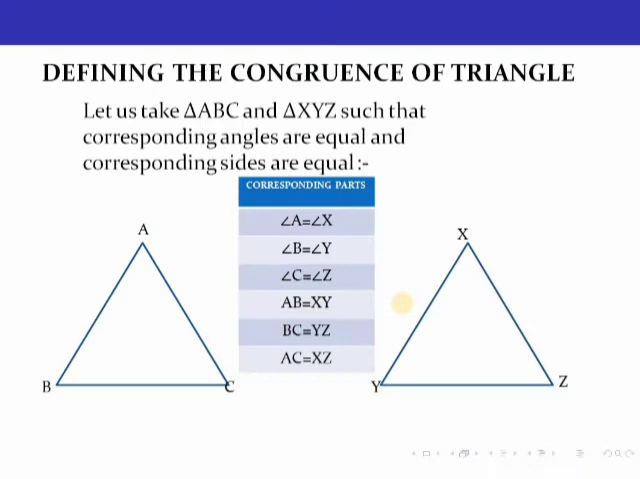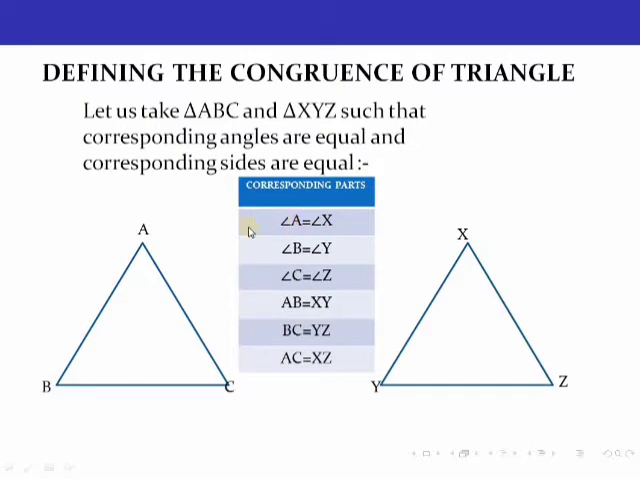Right, now in this particular chapter we are going to learn about the congruence of a triangle. Now let's define what is the congruence of a triangle. I am taking two triangles ABC and XYZ as you can see in the figure. So this is your triangle ABC and this is your triangle XYZ. Now let us treat triangle ABC and triangle XYZ such that the corresponding angles are equal and the corresponding sides are equal. So what does that mean?